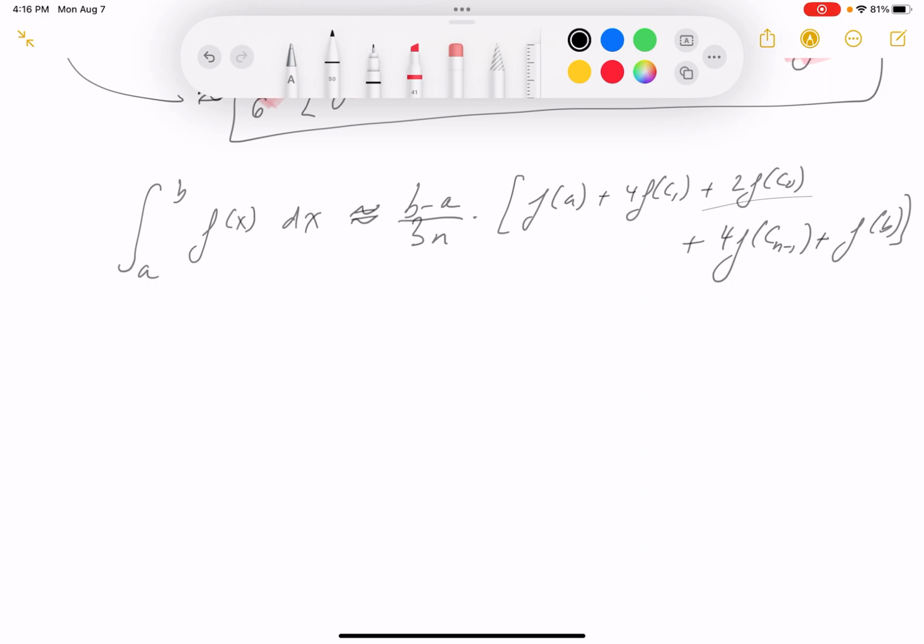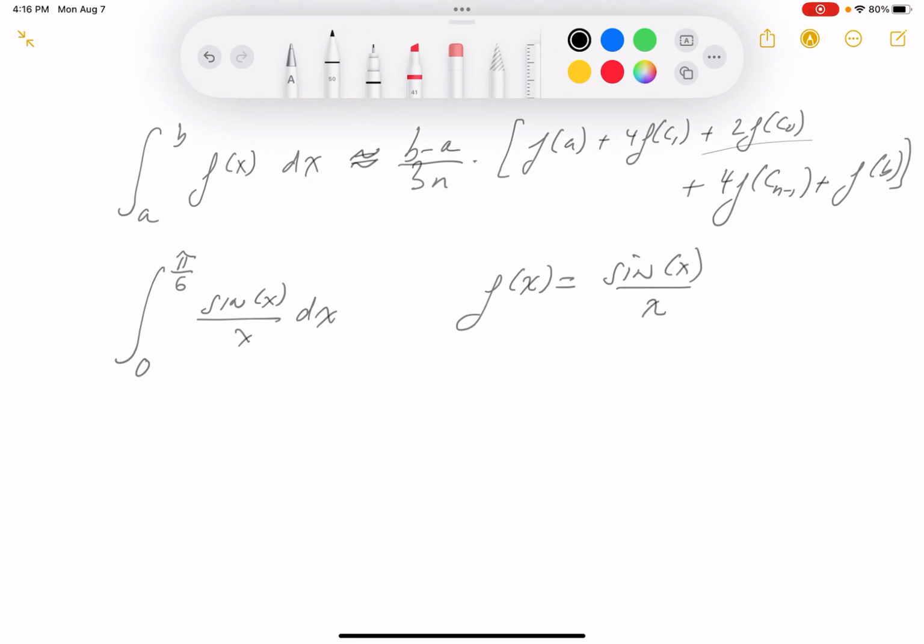So let's write this down. So what are we doing over here? The problem we're working on is problem number 4. Right? So number 4 is going to be an integration from 0 to pi over 6 of sine x over x dx. A couple of things I need to write down initially. I need to write down what f of x is, the integrand. The other thing I need to write down is that f of 0 is going to be the number 1.